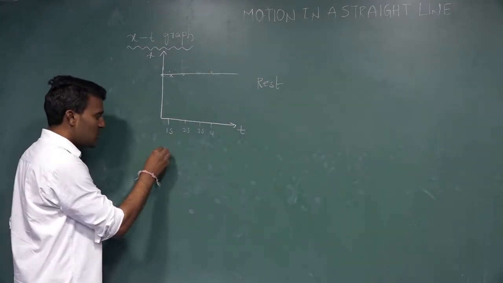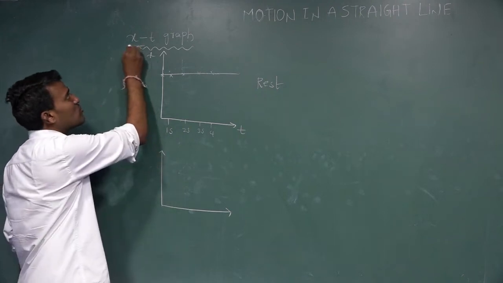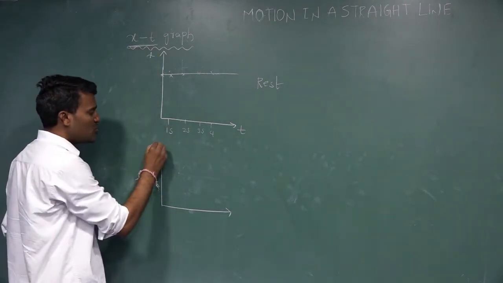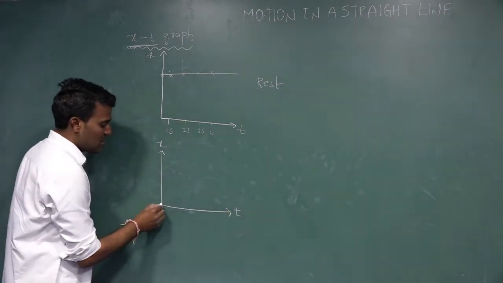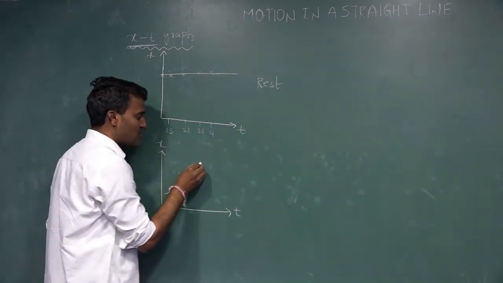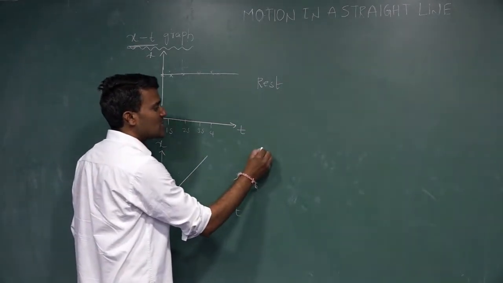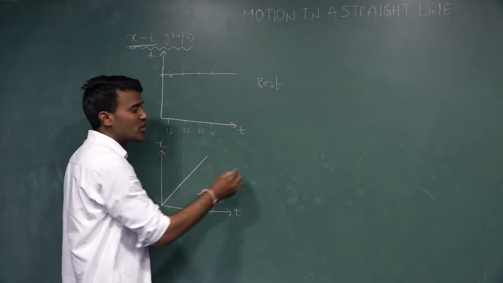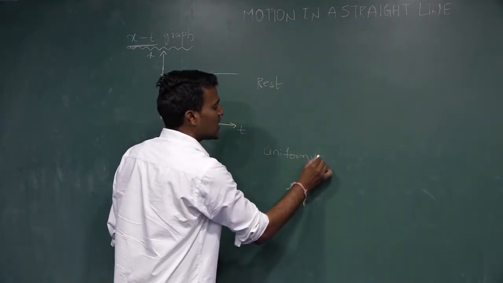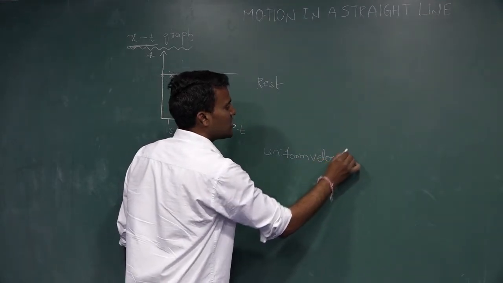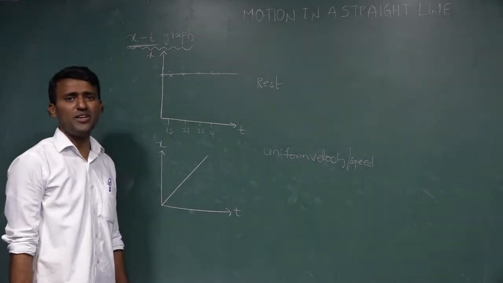And next one, position again, because we are explaining the position time graph. Position on the y-axis, time on the x-axis. Now the resultant I am taking like this. If the resultant is like this, the slope gives uniform velocity or uniform speed. Uniform velocity or uniform speed can be represented.